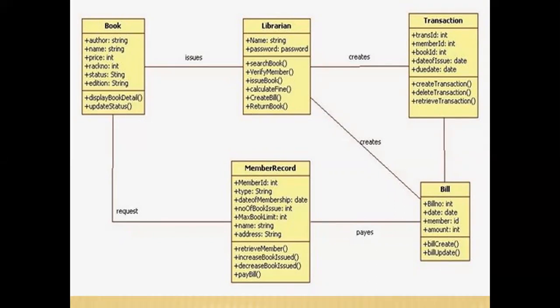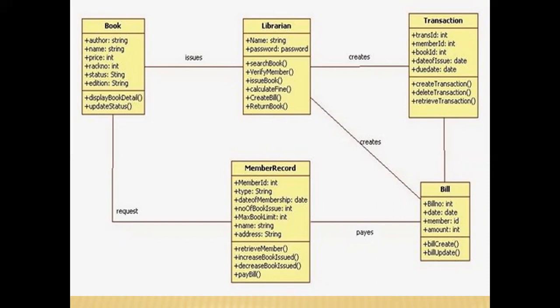Suppose in a library management system there are different types of objects. Every object has some properties, every object performs some actions, and every object has a relation with another object. Suppose the librarian has a username and password, and the librarian performs some operations. The first one is searching the book, whether the book is available in the library or not. For issuing any book, you first identify whether the book is present in the library or not. The first operation is searching.